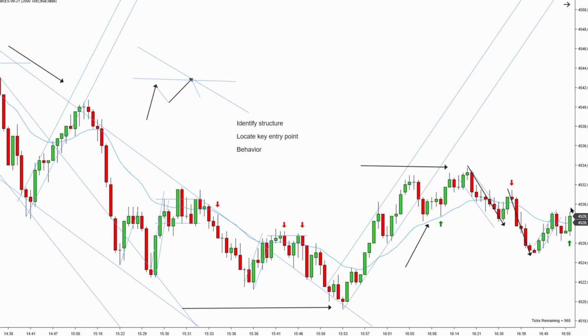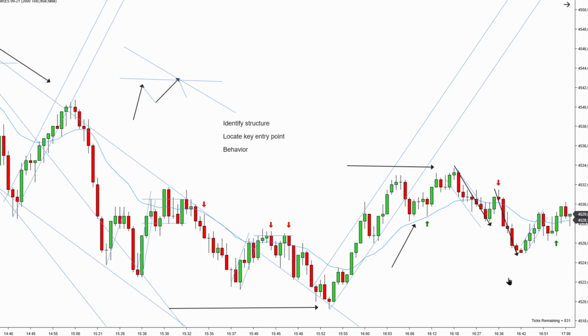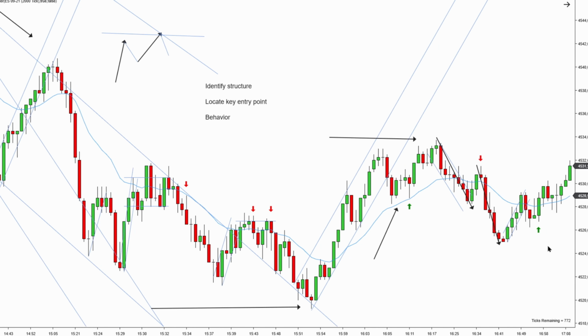You closed above the EMA. So look at this. Structure, once again bullish because the downtrend played out. Key entry point, we are above the EMA. Behavior, failed second entry short, trap. A lot of people are going to go short after this downtrend played out. The market keeps working, and you finally scalped out.